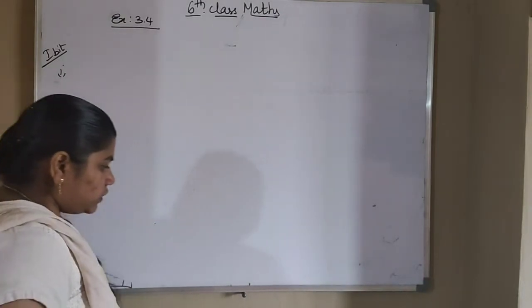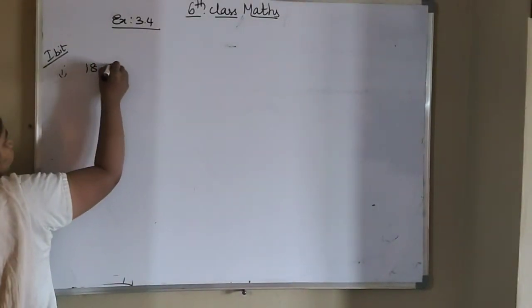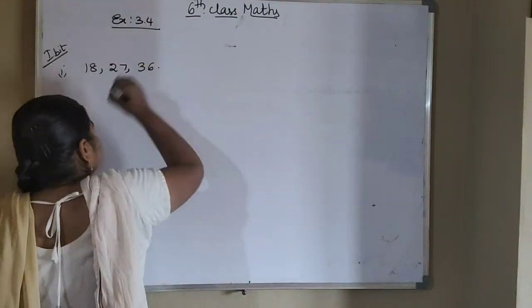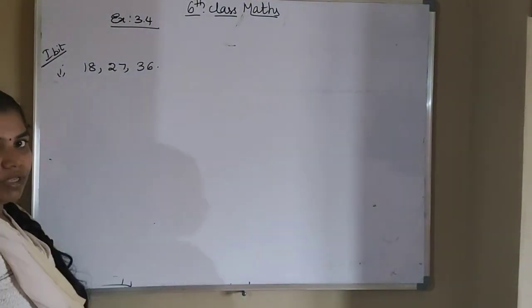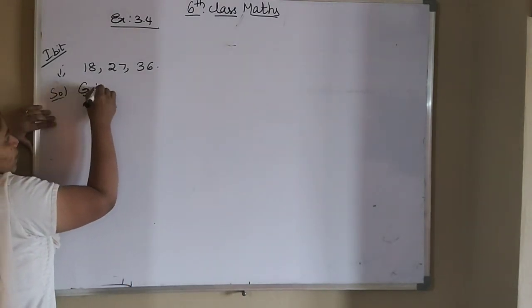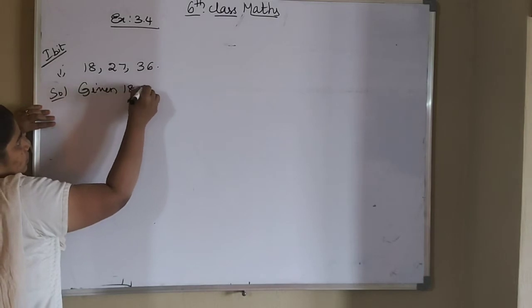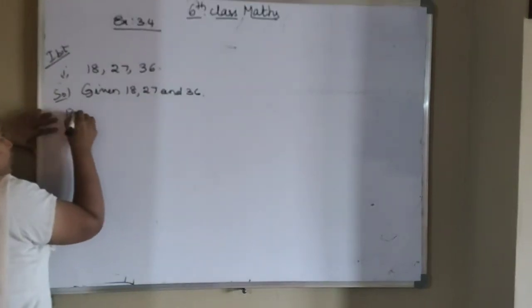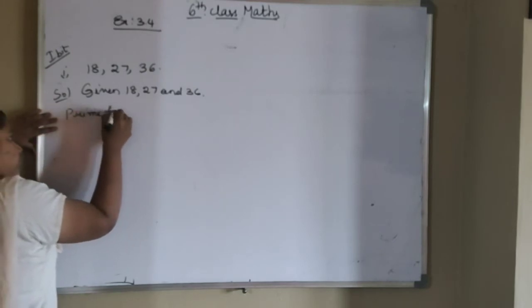So what is the first one? 18, 27, 36. Always in the first method we have to do what? Prime factorization method. So the first method is prime factorization.